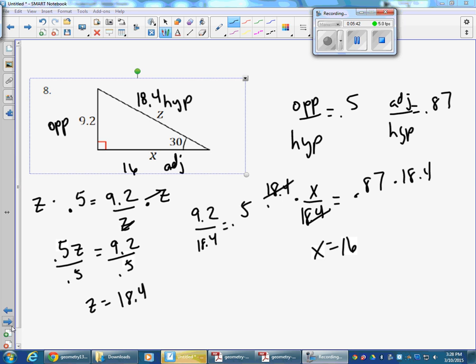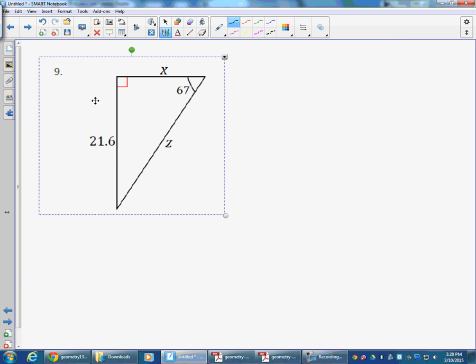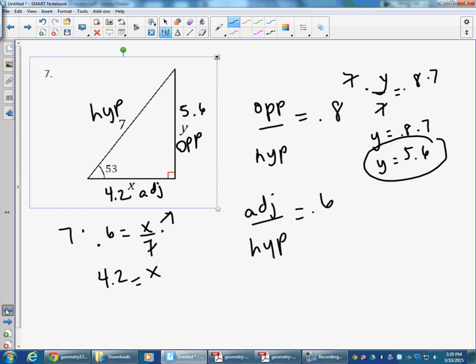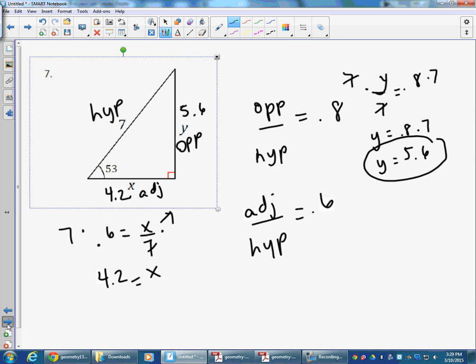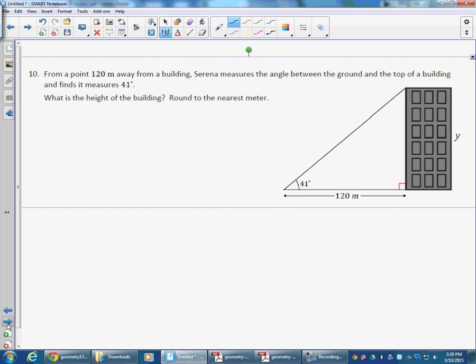All right, I'd like for you to do 9 and 10 for homework. Number 9 uses a 67-degree angle, so you come back over here and look for the 67-degree angle. That's going to use these ratios: opposite divided by hypotenuse would be 0.92, and adjacent divided by hypotenuse would be 0.38. And then number 10 is going to be a word problem, but it uses a 41-degree angle, and it wants you to find the height of this building.